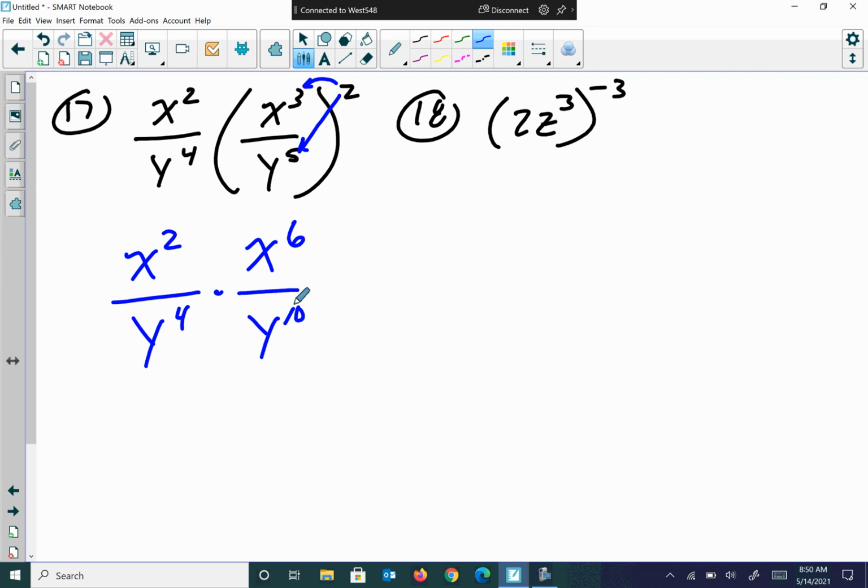Everything is either on top or on bottom. I'm not doing any tug of war, so I'm just going to combine. I'm going to combine those, so I get x to the 8th. I'm going to combine those, so I get y to the 14th.